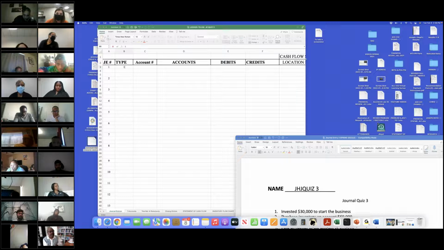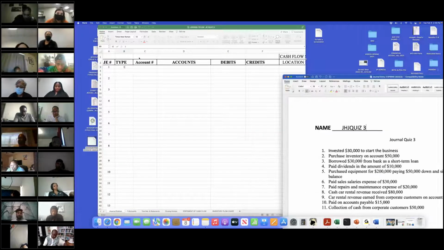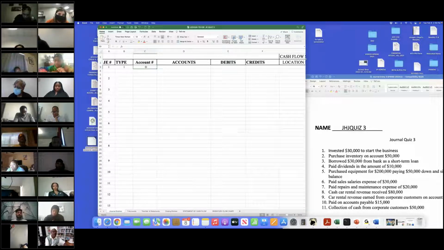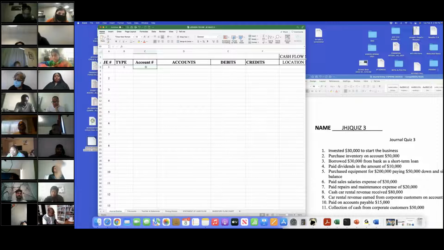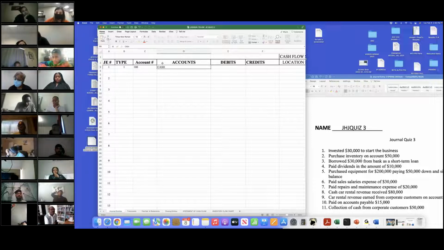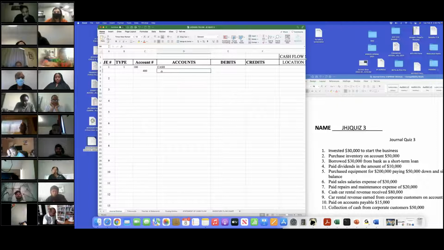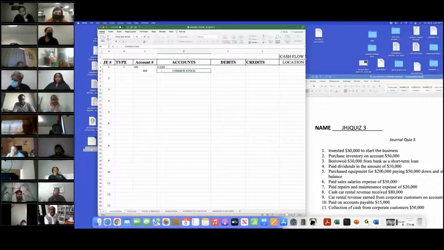We're going to debit what account? 100 cash. We're going to debit 100 cash, and we're going to credit what? 400 common stock. And the amount is this 30,000.